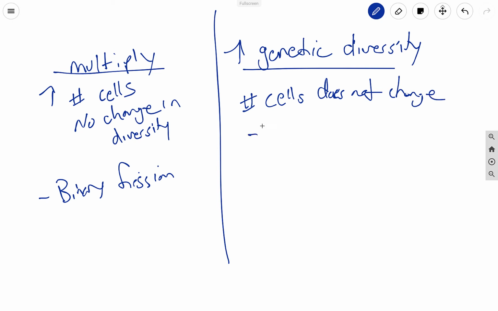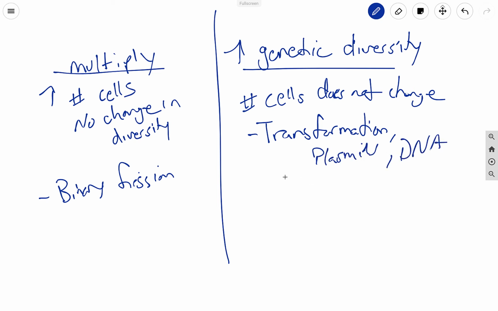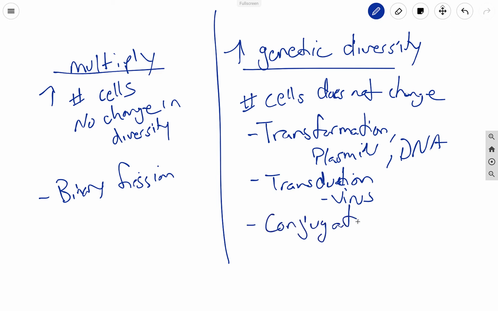The first process we talked about was transformation. This is when it takes up DNA, so it was taking up plasmids or other broken pieces of DNA from its environment. And transduction, which is a virus moving DNA from one individual to another. The last type is called conjugation, and this is when one bacteria is going to directly donate DNA to another bacterial cell.